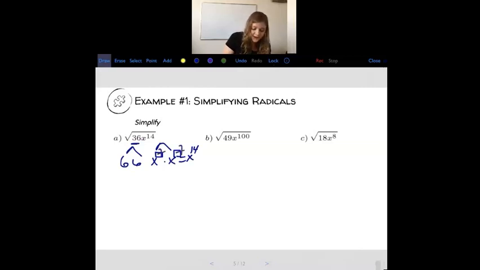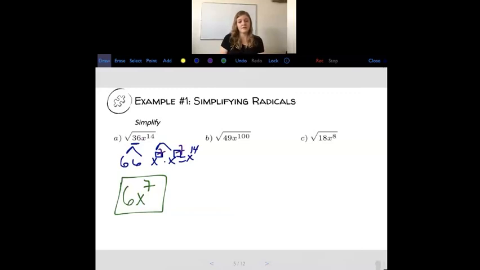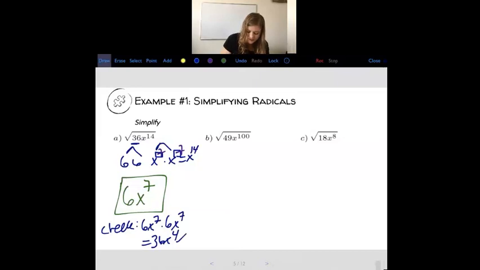So this simplifies to 6, because that's the square root of 36, times x to the 7th, because that's the square root of x to the 14th. Okay? And you can always do a check: 6x to the 7th times 6x to the 7th, and that's what we have under the root.